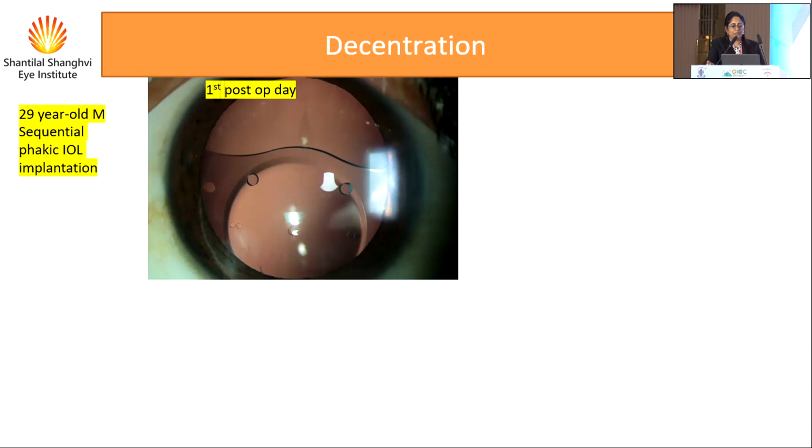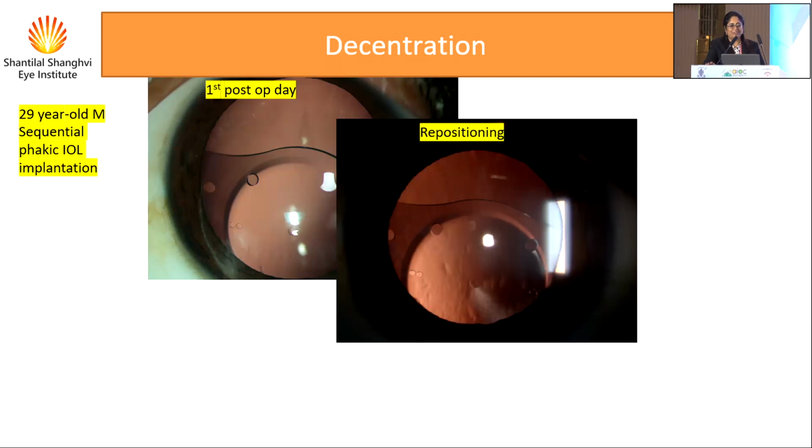Coming to another problem, which is decentration. There are various reasons for decentration. One unexpected reason in this case, which we found out later, was this: a 29-year-old, very fussy patient underwent sequential phakic implantation. My colleague had operated, and on the first post-op day the phakic IOL sank. Our hearts also sank, because we knew that the patient was now going to be super unhappy. And so immediately my colleague repositioned the lens. The next day after the repositioning, in the evening, again, it had just decided to sink back.